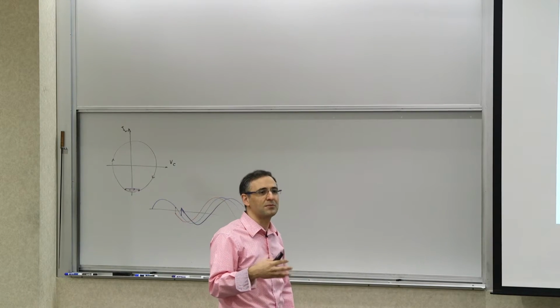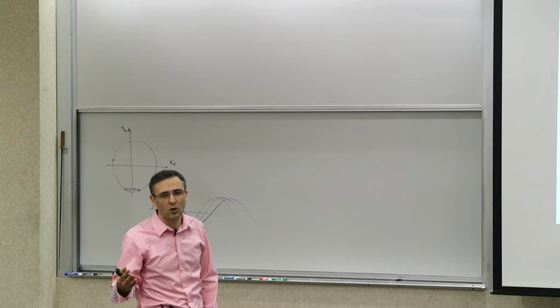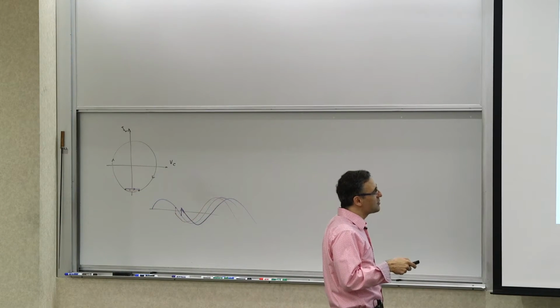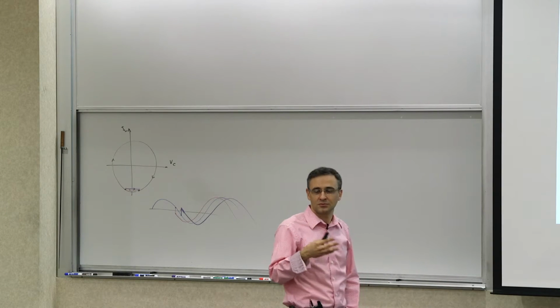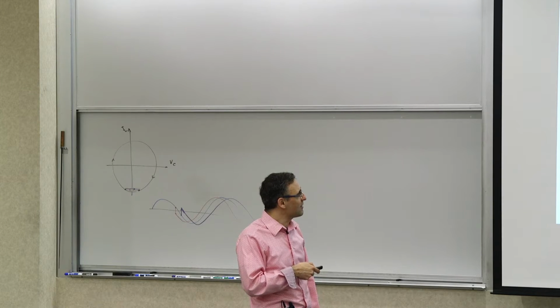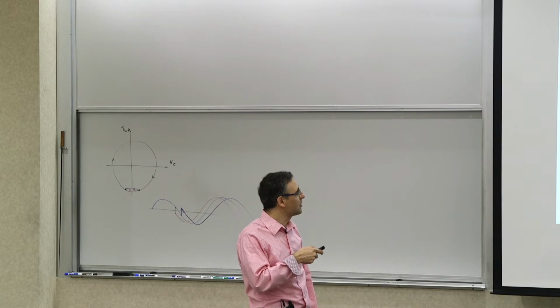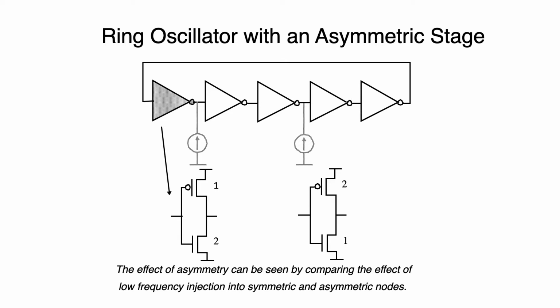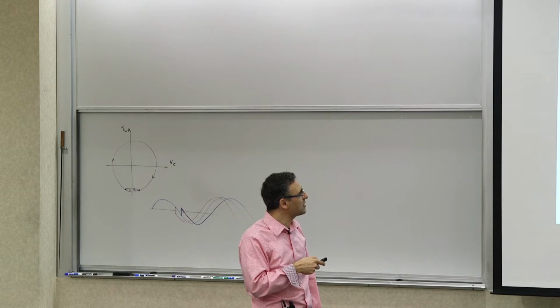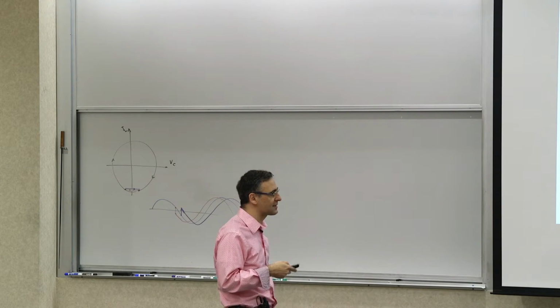Typically, because NMOS and PMOS have different mobility, the mobility of the holes is between half and 1/3 of the electrons in typical devices. You usually make the PMOSs twice as large, or 2.5 times or 3 times larger than the NMOS. But if you take one of the stages and do the opposite, you can imagine that its output will have a fast fall time and a slow rise time. And you can try to inject into this node versus another symmetrical node and see the difference.